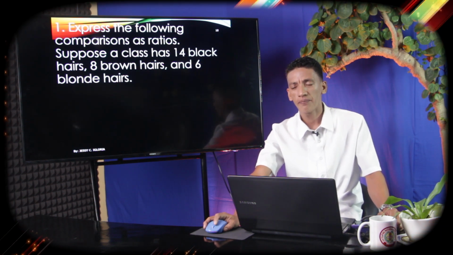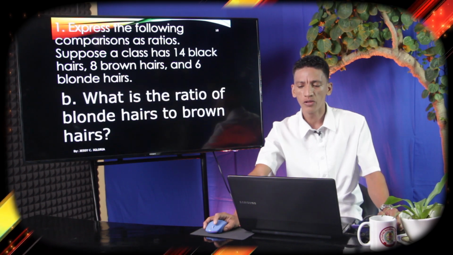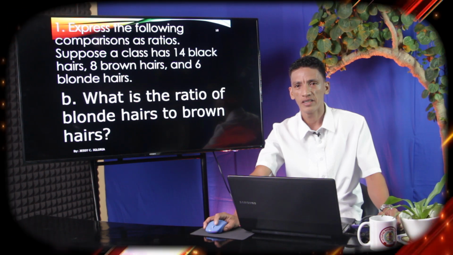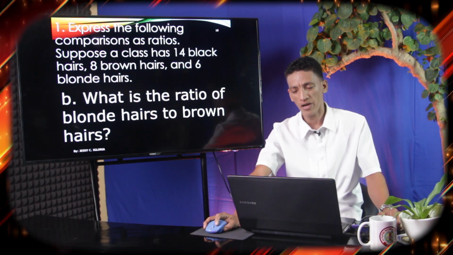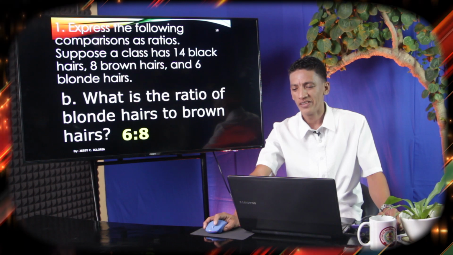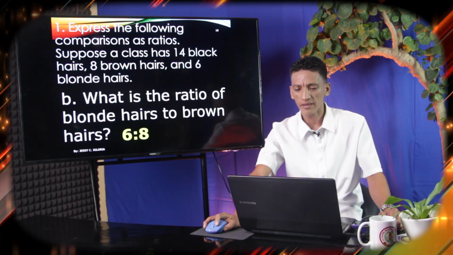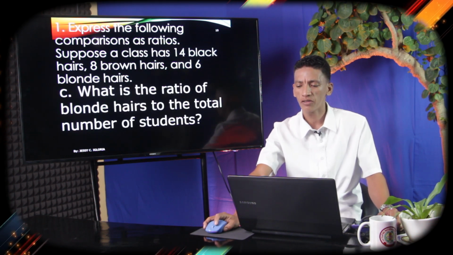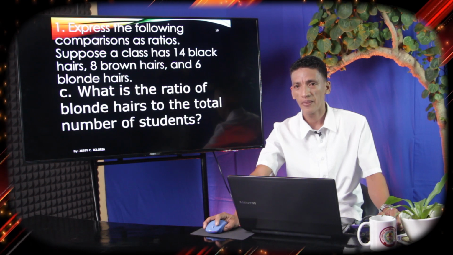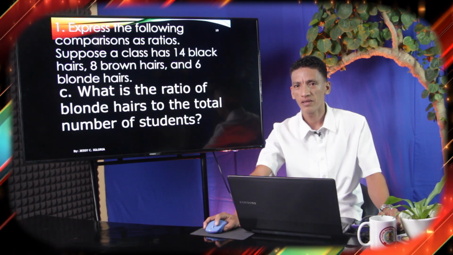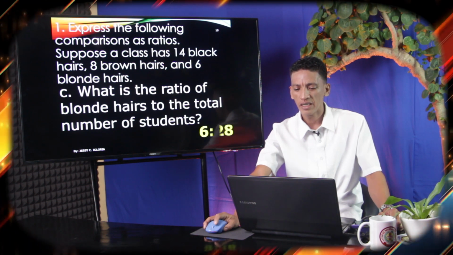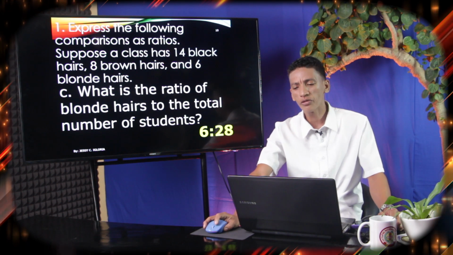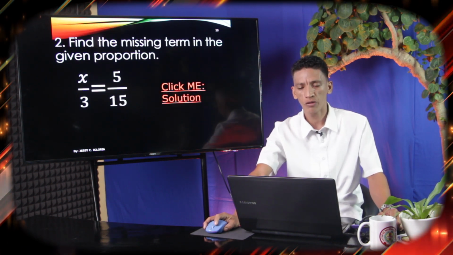The next question is, what is the ratio of blonde hairs to brown hairs? You have the answer? We have 6:8. The next question is, what is the ratio of blonde hairs to the total number of students? You got the right answer? So we have 6:28. And we will proceed to the second question.